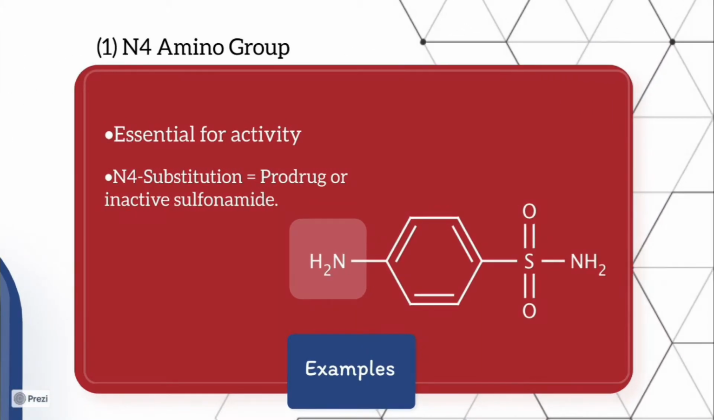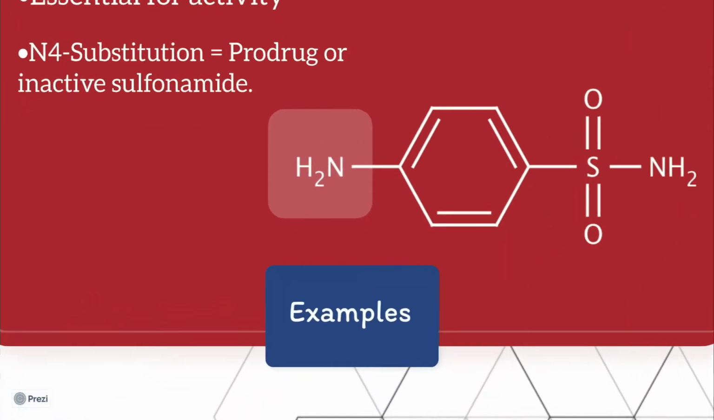This is the amino nitrogen and it's attached to the 4 position, so it's called the N4 amino group. This group is essential for activity, so if we replace this group with any other groups, this results in loss of activity. Substitution on the N4 nitrogen results in 2 types of activity. Either it can result in a prodrug or inactive sulfonamides.